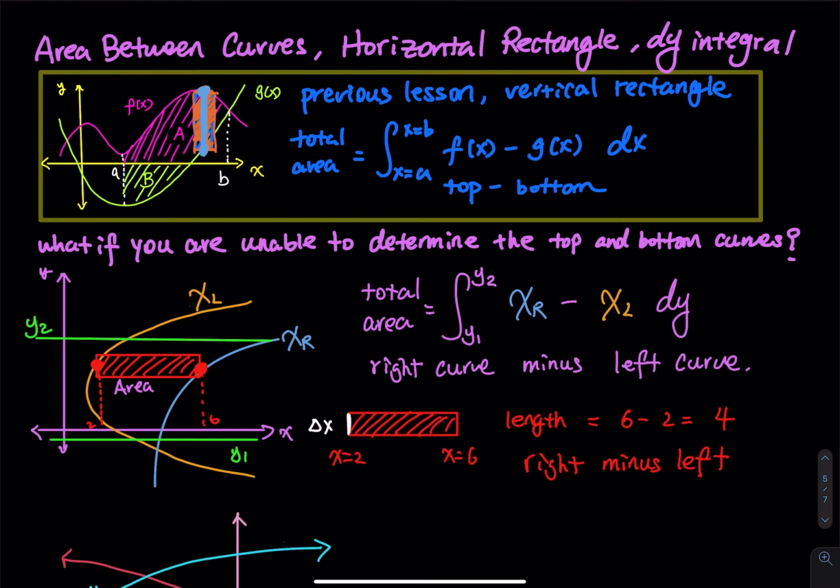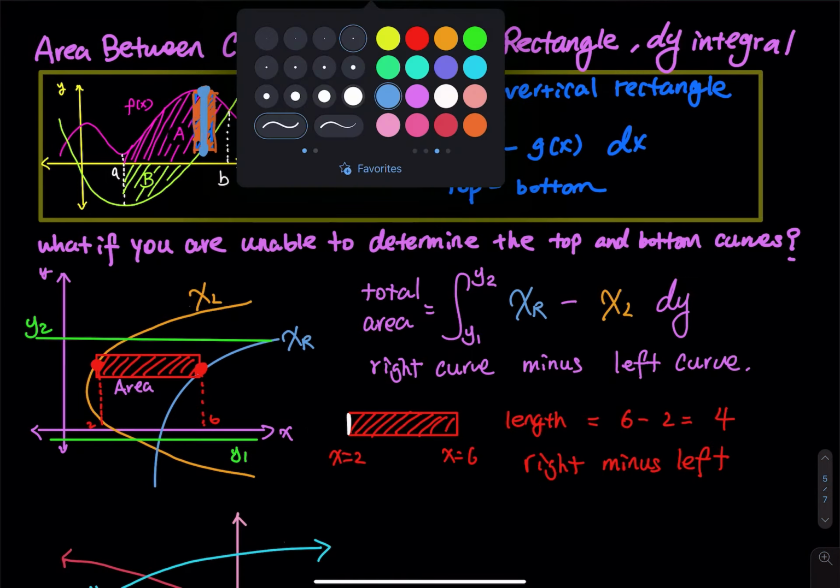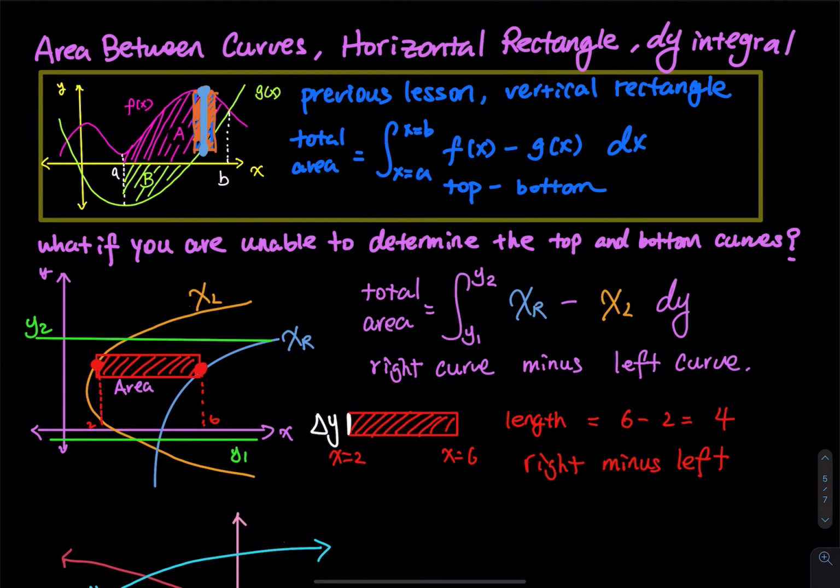And then what about the width? The width is just a delta x. Oh, this is not supposed to be a delta x, by the way. This is supposed to be a delta y. So let me go ahead and erase that and change that to a delta y. So that is supposed to be a delta y.